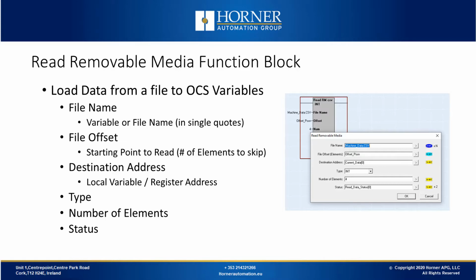For example, in a spreadsheet, you might want to start reading at cell number 100. So you would specify the number of cells that you want to skip, which is 99, and then you would assign a variable to it. There's a destination address, which is the local variable or register number where the data goes. You have to specify the data type and the number of elements that you're bringing in from the file. Then you assign a status variable for monitoring.